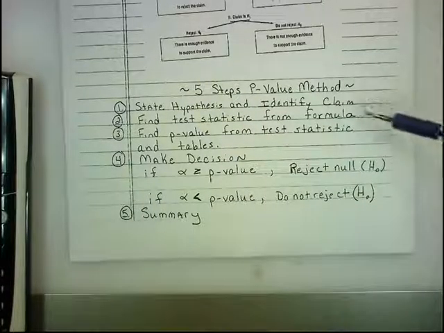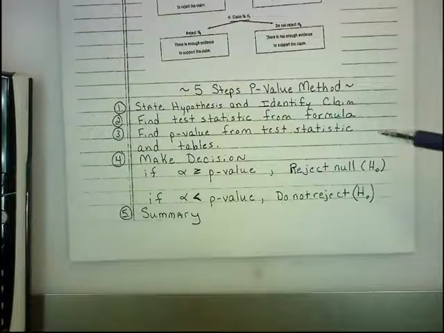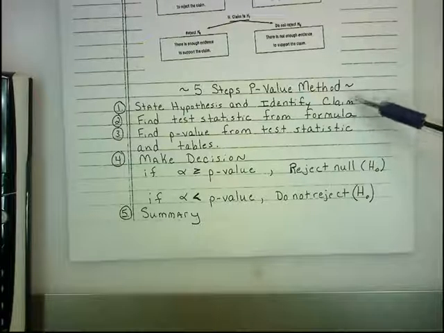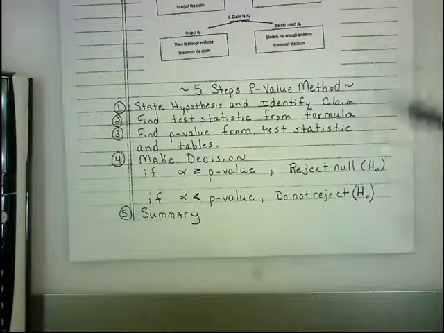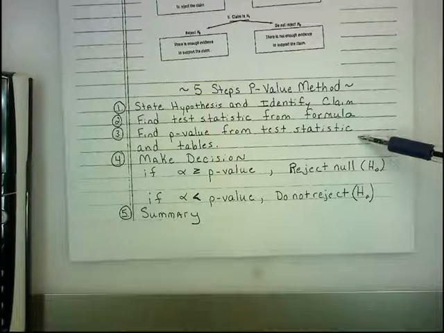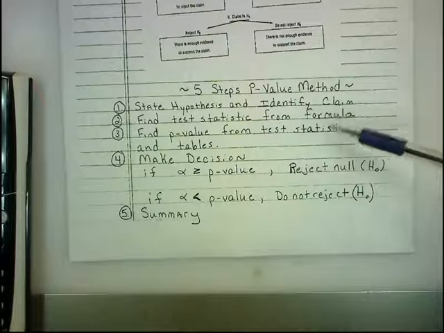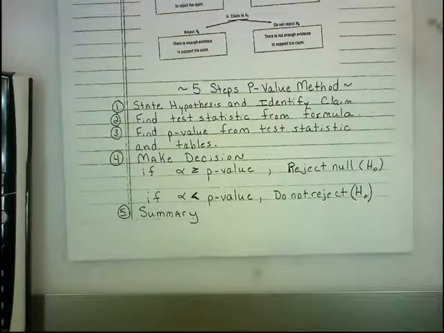The 5 steps of the p-value method are very similar to the traditional method. For example, step number 1 is the same: the setup, state the hypotheses, identify the claim. But instead of finding critical values, we will jump to the step that says find the test statistic from the formula. And then we find the p-value from the test statistic and the tables. I'll show you how to do that for every type of test. The TI-84 calculator will give you the p-value as well.